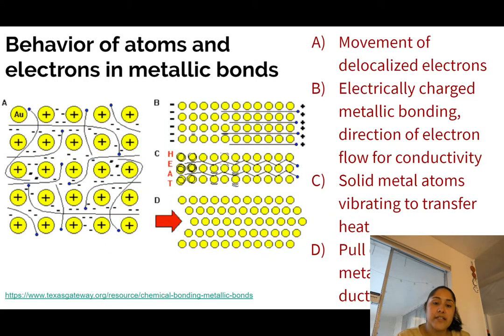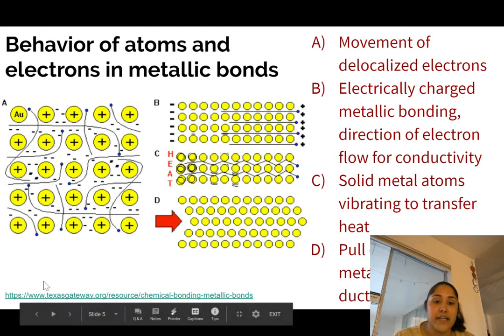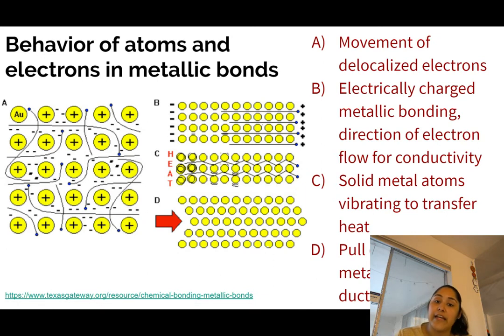Here you can see a quick image of how these metal cations behave under different circumstances. So letter A just represents how electrons are free flowing throughout these metal cations. B represents how electrons can be organized and follow the direction of electricity so that they can conduct electricity. So on B, on the left side, you see negative, on the right side, you see positive. And so the electrons are going to line up towards electroconductivity to allow it to flow.